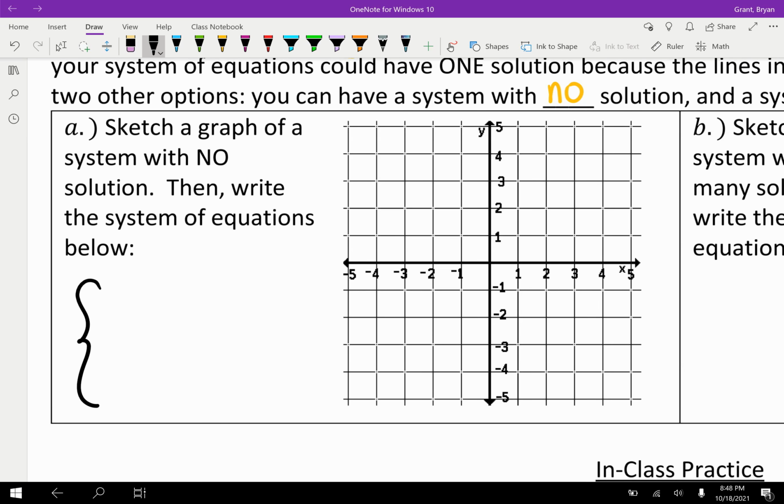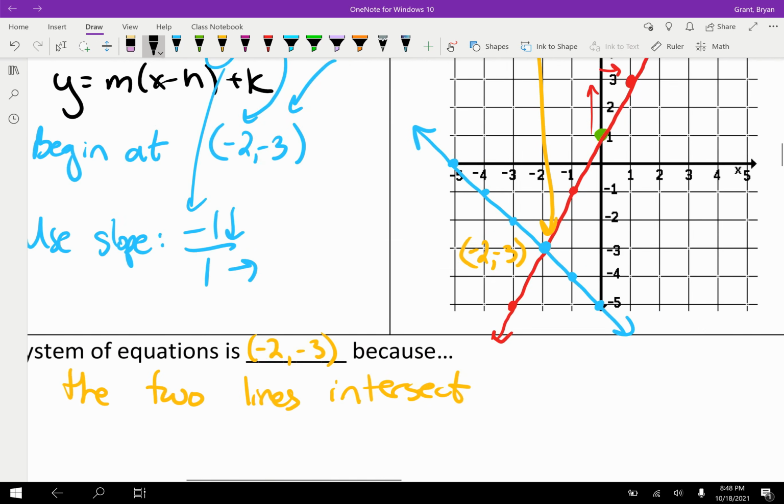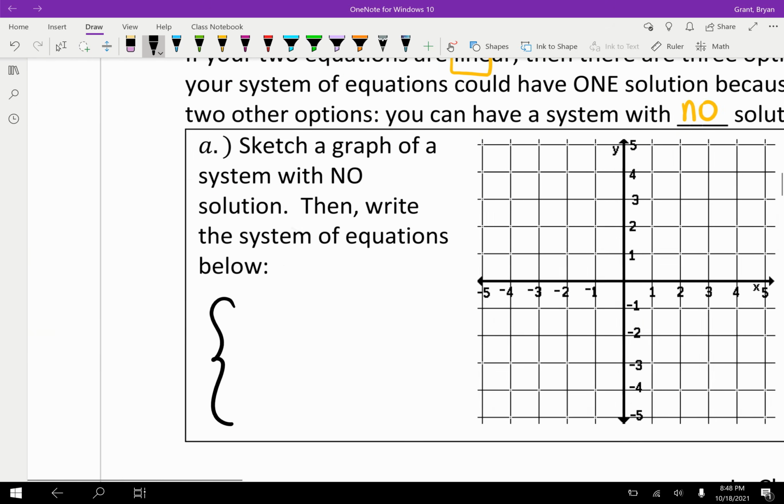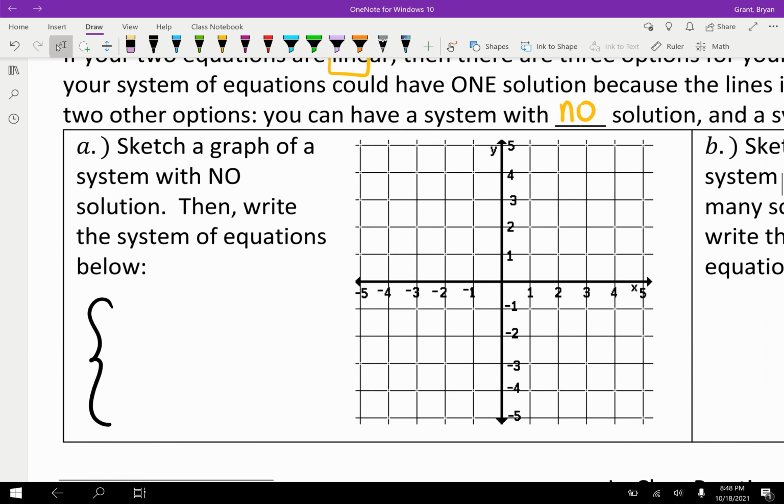Well, you might be thinking, what does it look like for a system to have no solution? Well, this has one solution because they intersected in one spot. So no solution must mean the lines never intersect. What has to happen for two lines to never intersect? Oh, they have to be parallel. So let's go ahead and write one line pretty easily. Okay, what y-intercept do you want to use? I'll use a y-intercept of -1, and then I'll just use a slope of up 1 over 2.